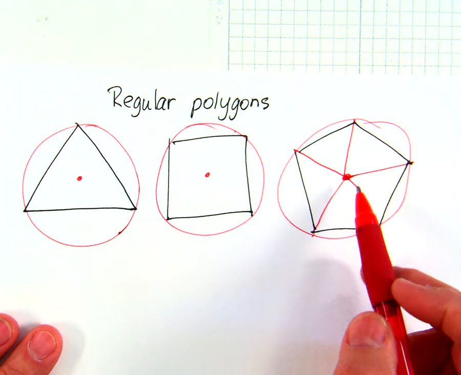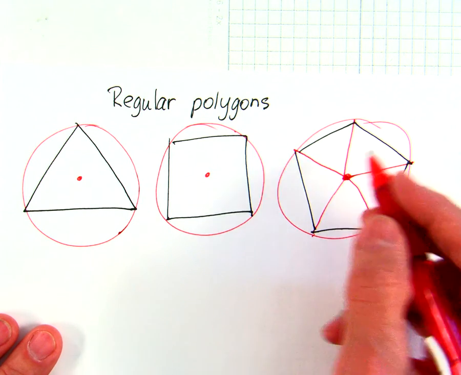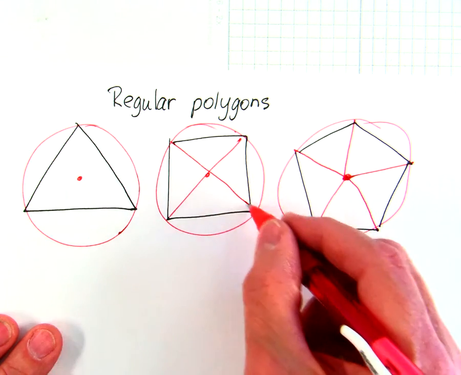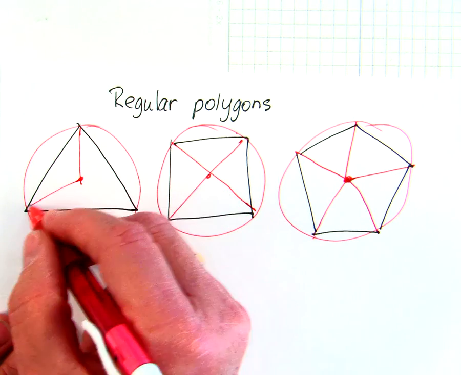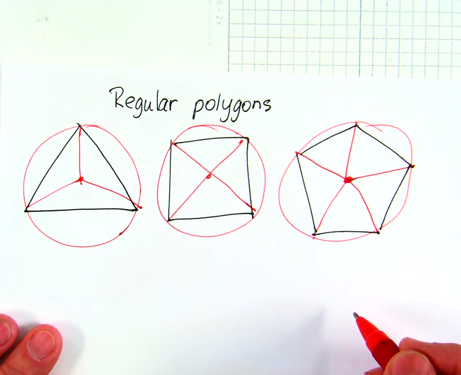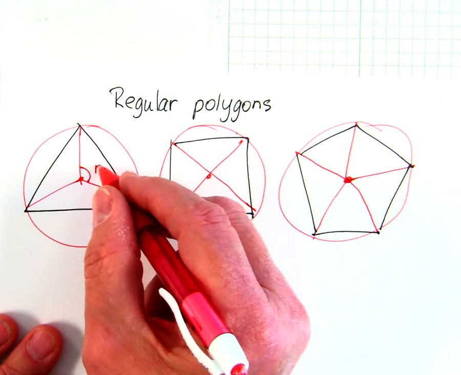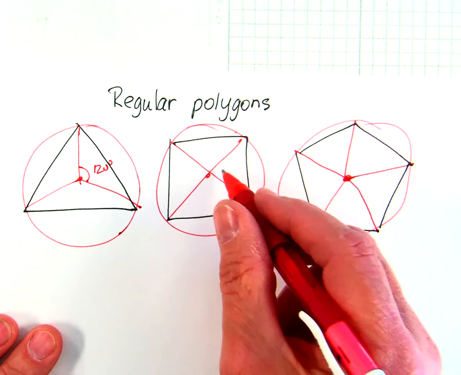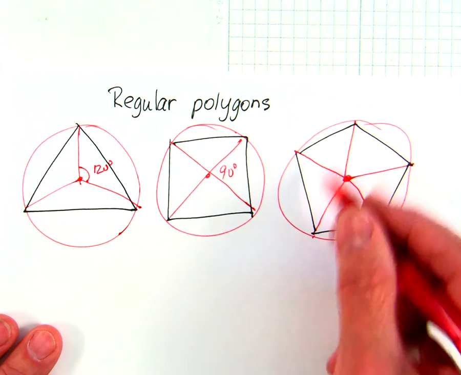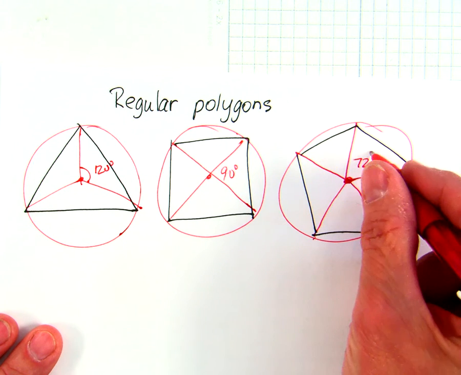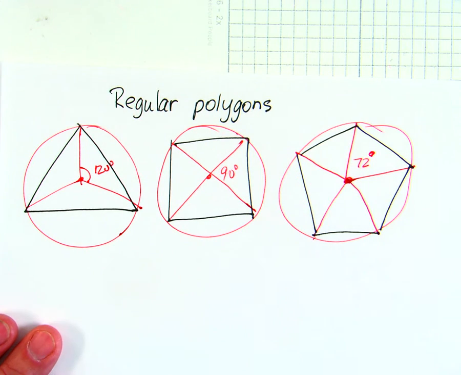Another circle terminology is the central angle. That's the angle at the center of the circle and at the center of the polygon. So here this one would be 360 divided by 3, 120; 360 divided by 4, 90; 360 divided by 5, 72 degrees. Those are all the same as the circle terminology.